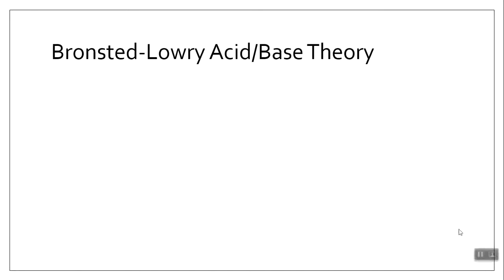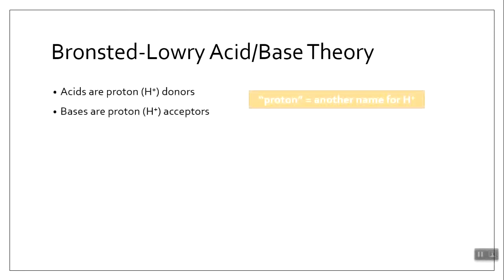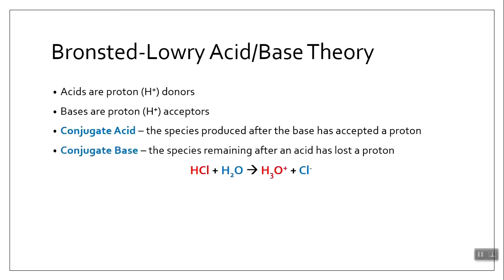Now, this theory tells us that Bronsted-Lowry acids are proton donors. So remember, proton is just another word for hydrogen ion, and bases are proton acceptors, okay? So if you think about it, acids have a larger concentration of hydrogen ions, so they'll donate those hydrogen ions, whereas bases will accept those hydrogen ions. And from this, we have our conjugate acid and our conjugate base. The conjugate acid is the species produced after the base has accepted a proton, and the conjugate base is the species remaining after an acid has lost a proton.